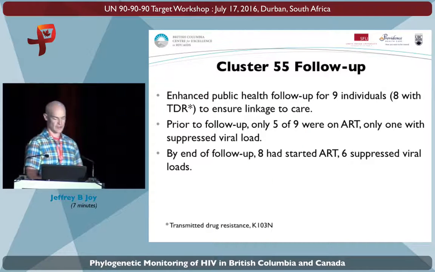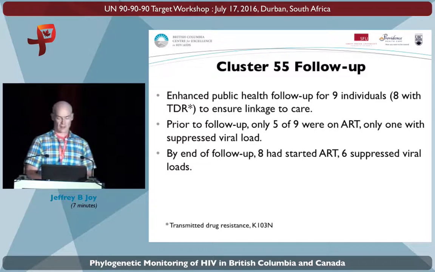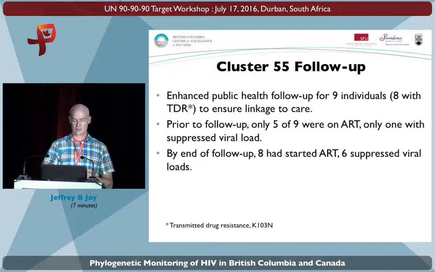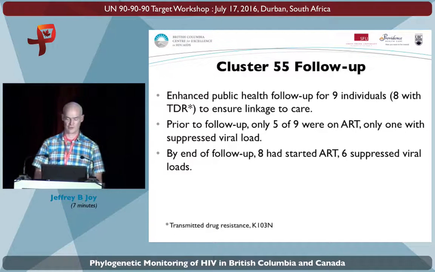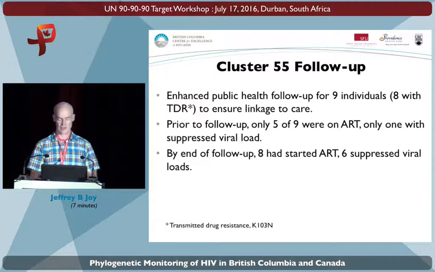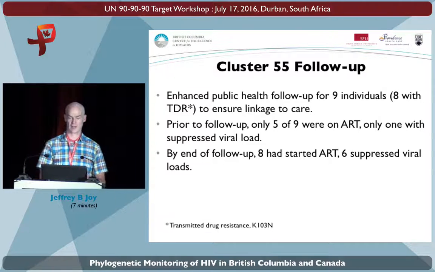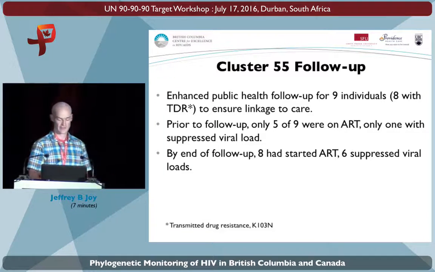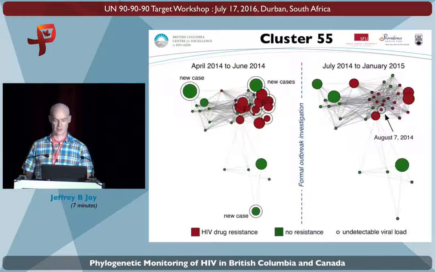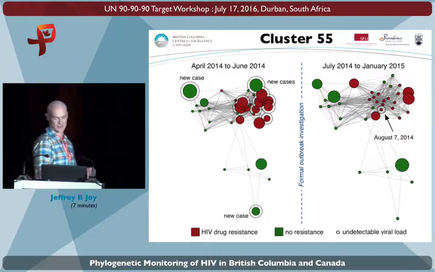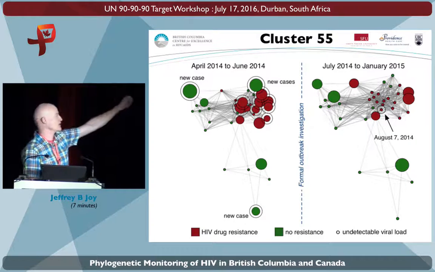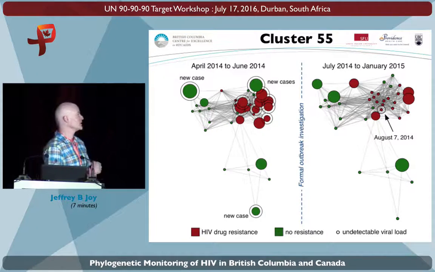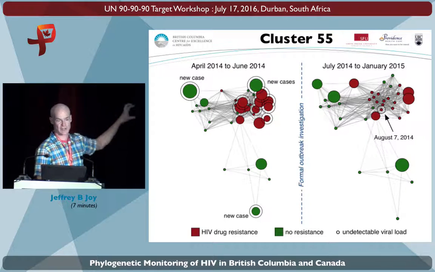And so then there was some follow-up, and we had, for 9 individuals, 8 with transmitted drug resistance, so that we could ensure that they were linked to care. And prior to that follow-up, only 5 of 9 of those people were on antiretroviral therapy, and only 1 had a suppressed viral load. But by the end of the follow-up, 8 had started taking therapy, and 6 had suppressed viral loads. So this is the picture that we saw next. Between July 2014 and January 2015, you can see those big circles have actually shrunk down into little circles representing low viral loads, and there are not a whole bunch of new cases cropping up there.